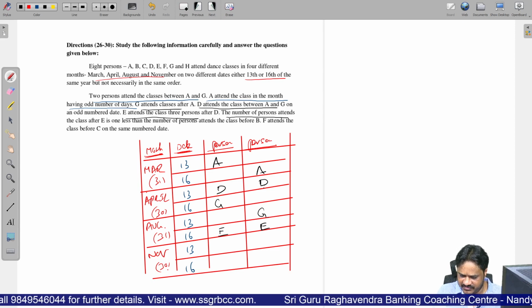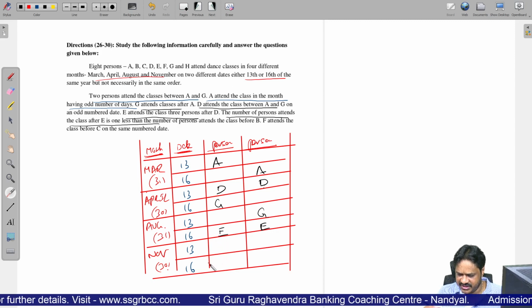The number of persons who attend the class after E is 2 persons. It is 1 less than the number of persons before B. That means before B there are 3 persons. After E 2 persons, before B there should be 3 persons.